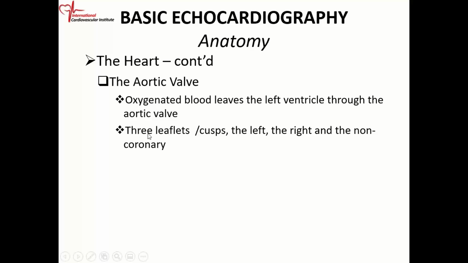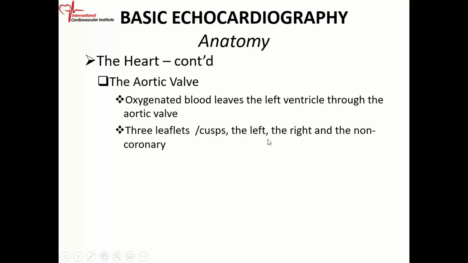When you look at the aortic valve, there are three leaflets, or cusps. There's a left, there's a right, and there's a non-coronary. It's very important to identify those. So in echo, we usually identify the different leaflets or cusps.